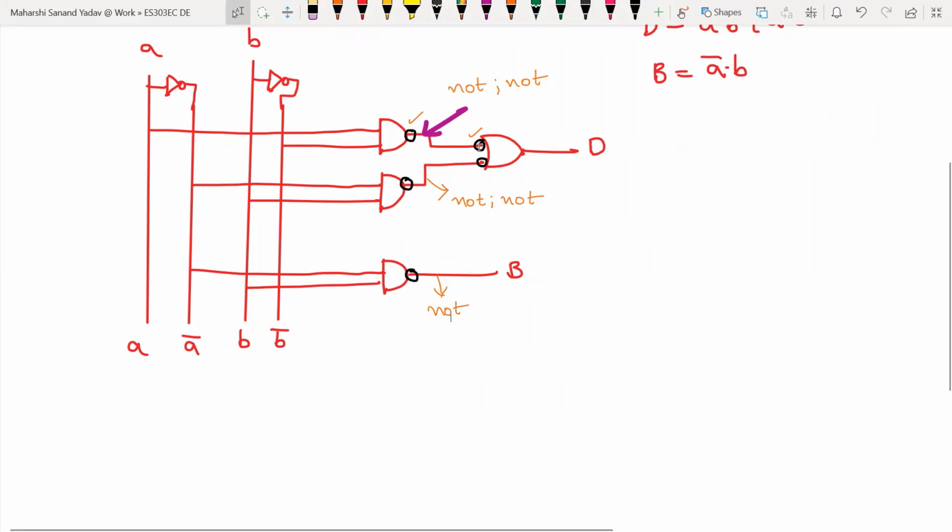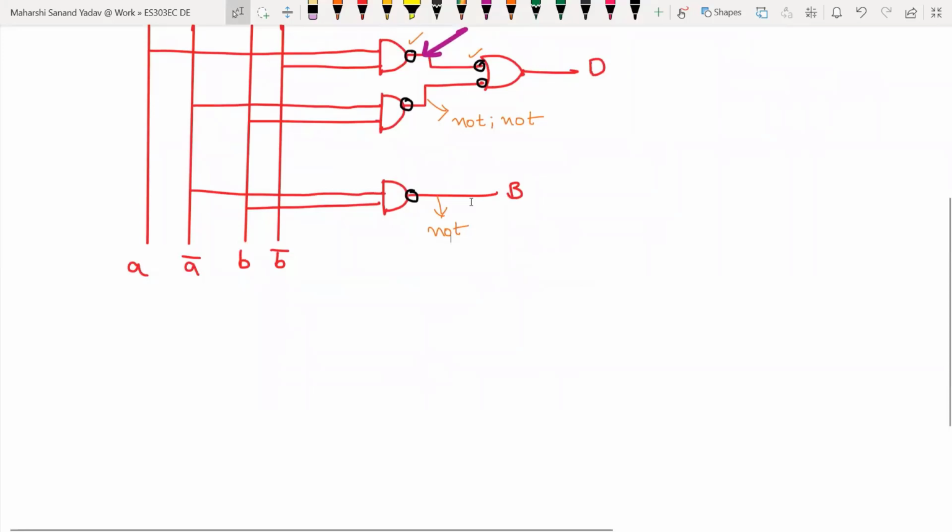Next step will be, the line on which you are placing bubbles, there you have to place NOT gate. That's the reason here two bubbles are there, so I'm placing two NOT gates. And on the second line also two bubbles are there, so place two NOT gates. Similarly, on this line B, one bubble is there, so add one NOT gate.